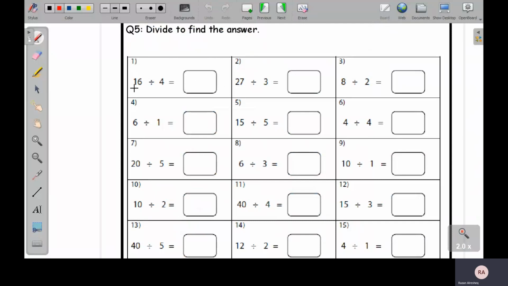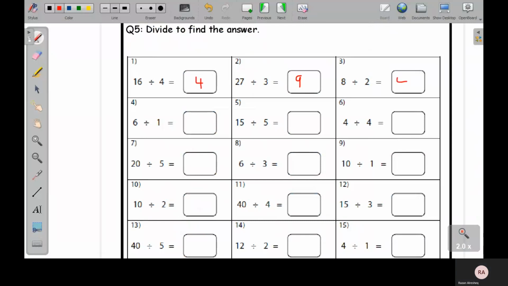Here, for example, I have 16 divided by 4. I can model 4 groups and equally share 16. Or if I know my 4 times table, I could think, what number multiplied by 4 gives me 16? And if I already know it, I know it's going to be 4. So I write 4. 27 divided by 3 gives me 9. If I know my 3 times table, I know that 3 times 9 gives me 27.